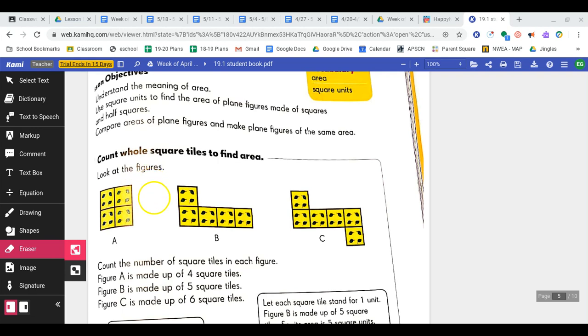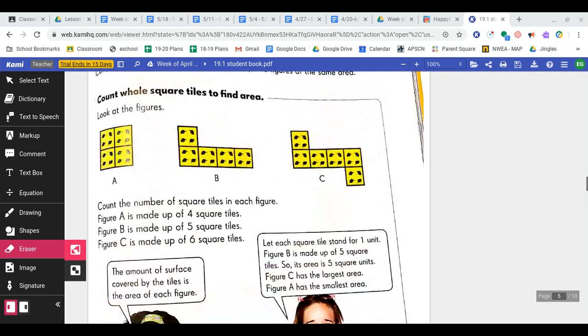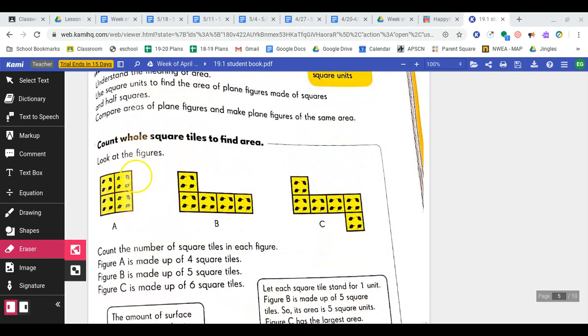So over here on page 347 again, it says that we can count how many whole square tiles find the area to figure out how much space is in the polygon. So how many squares are in this polygon? 4. And this one has 1, 2, 3, 4, 5. This one, 1, 2, 3, 4, 5, 6.